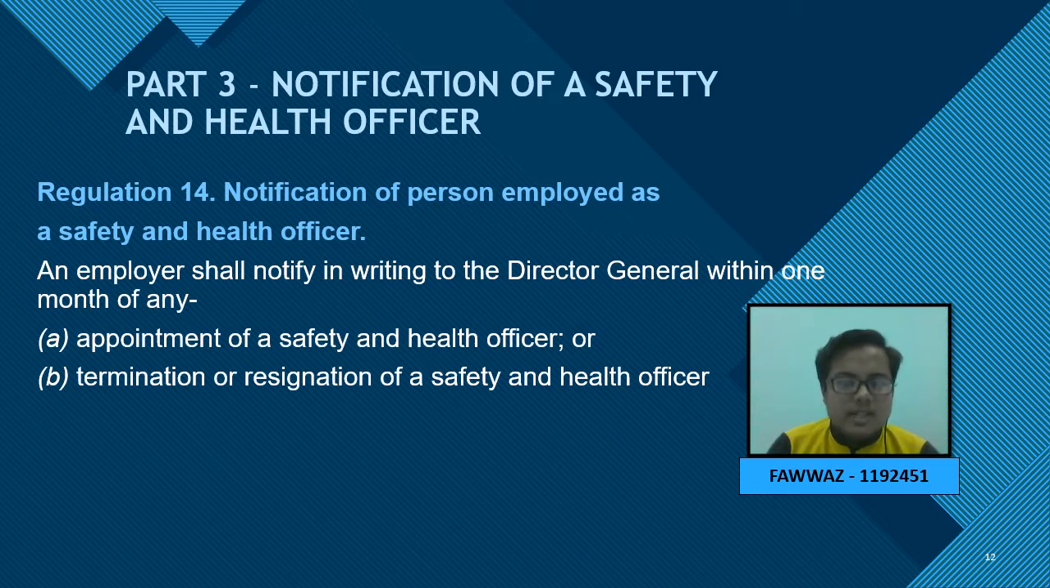Next, Part 3, notification of a safety and health officer. This part contains only one regulation. An employer shall notify the Director General in writing within 1 month of any appointment of a safety and health officer or termination or resignation of a safety and health officer.